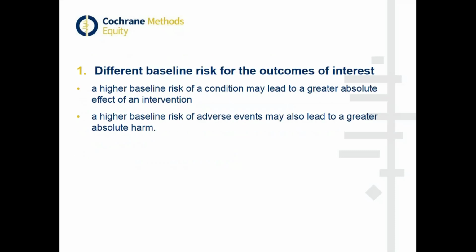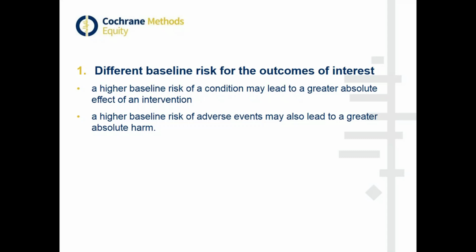So by different baseline risk, we mean that some groups in a population could have a higher baseline risk of a condition, and so they could actually have greater absolute effects from an intervention. But at the same time, a group with a higher baseline risk of adverse events could also have a greater risk of absolute harms from the intervention. And so if you were doing a Cochrane review, how this might change what you do, we think it would just mean you could provide in the background section a paragraph where you would discuss differences in baseline risk. It could also mean other things like a modified summary of findings table, but we'll come back to those later.